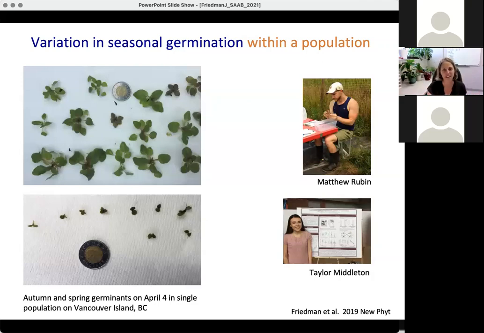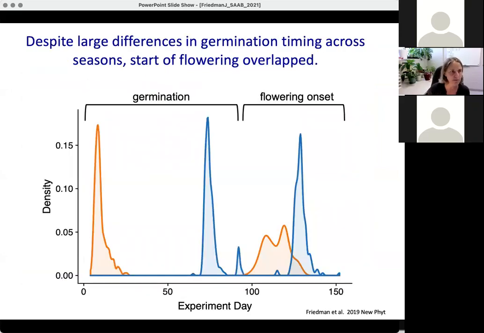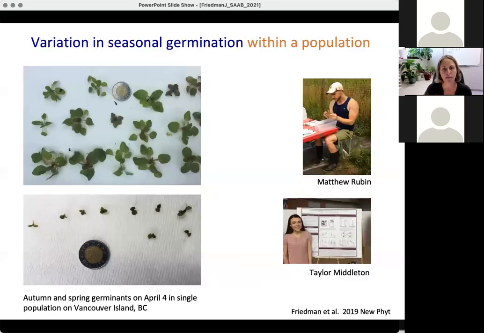Of course, there are caveats to that, but it allowed us to isolate the seasonal effects without all the noisy stuff of real nature, like herbivory and other disturbances. What Taylor and Matthew did was to germinate seedlings in the fall, the winter, and the spring, to replicate these different cohorts and then track their growth.